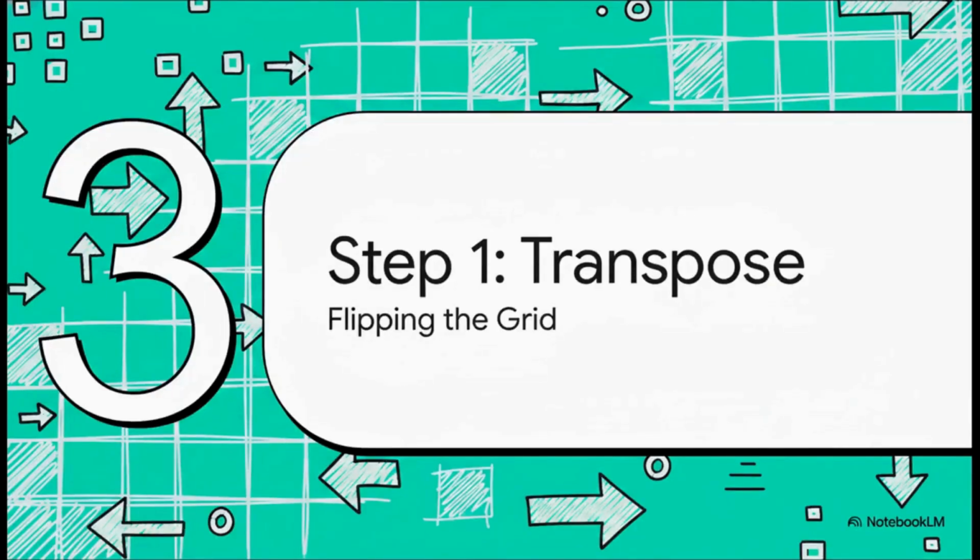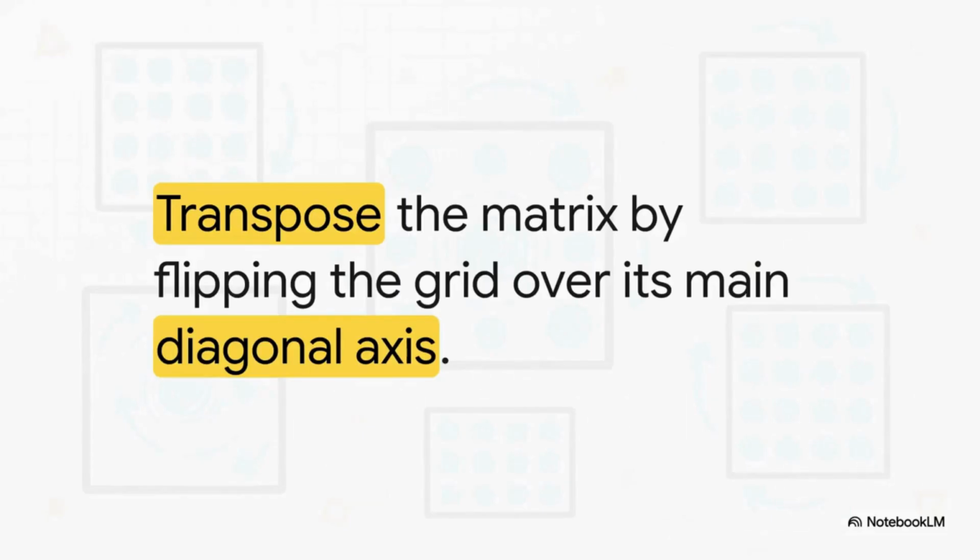Let's zoom in on step 1, the transpose. A transpose operation essentially asks us to take our grid and flip it completely over its main diagonal axis. Just imagine drawing a straight line from the top left corner of your grid all the way down to the bottom right corner. By flipping our data across this imaginary diagonal line, we effectively turn all of our rows into columns and all of our columns into rows. It's like a mirror reflection across that axis.